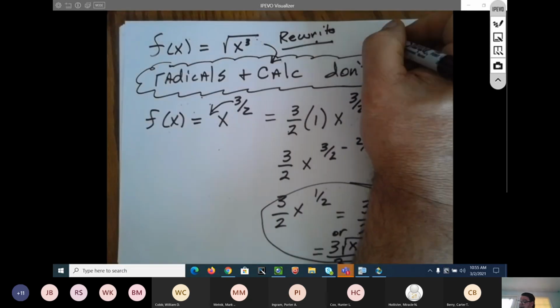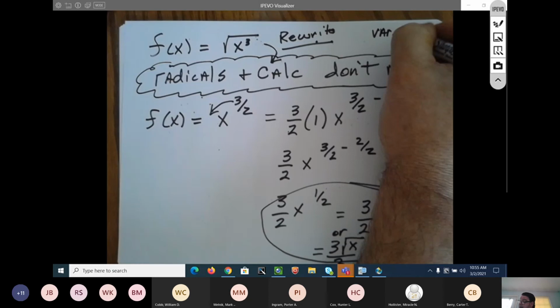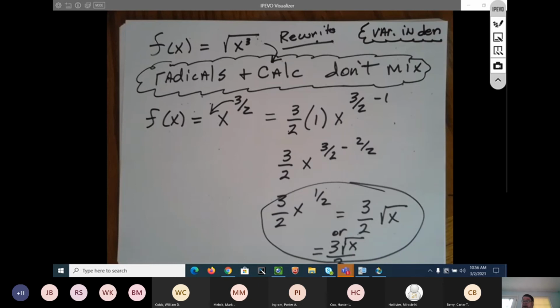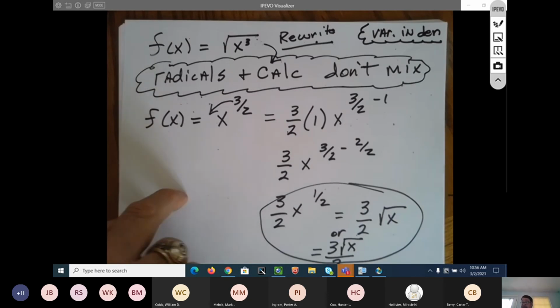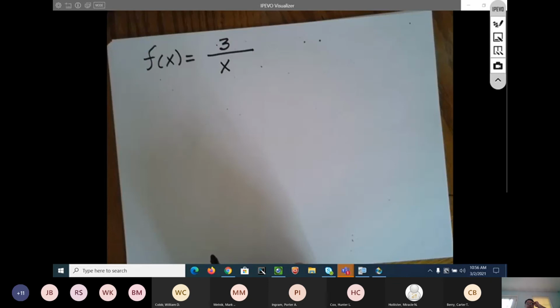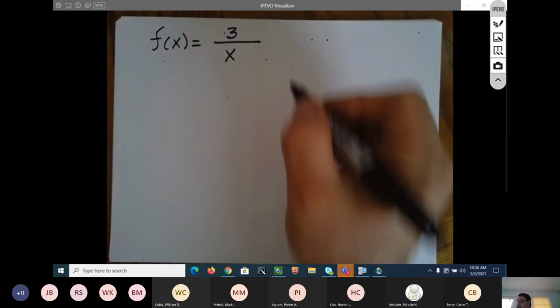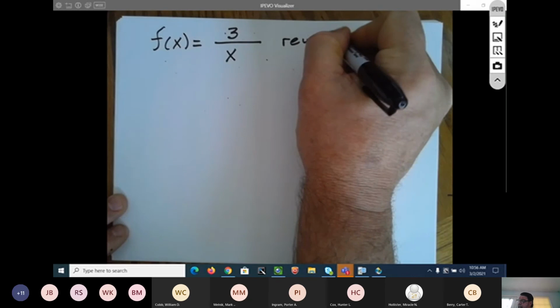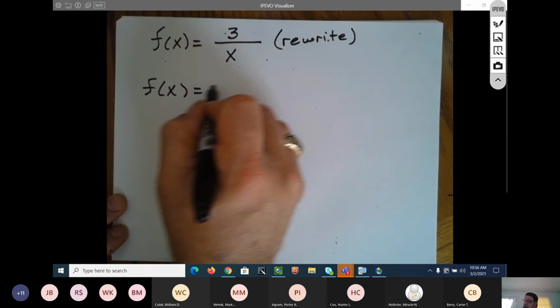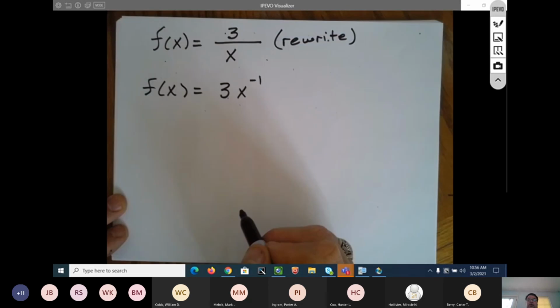Anytime you have a variable in the denominator, let's do this one time before we get in class. F of x is equal to 3 over x. First thing you're going to do is you're going to rewrite f of x is equal to 3x to the negative 1. Now you can do the power rule.